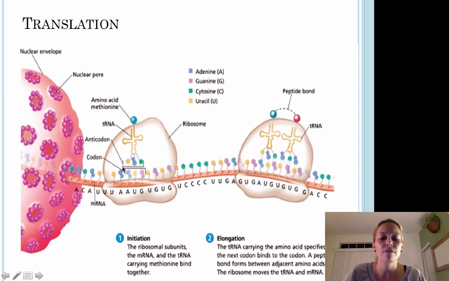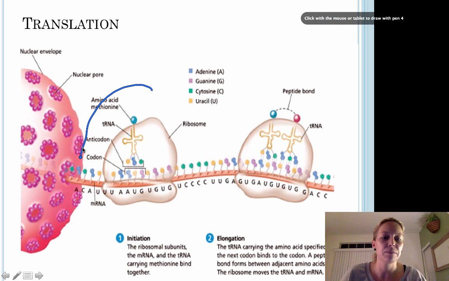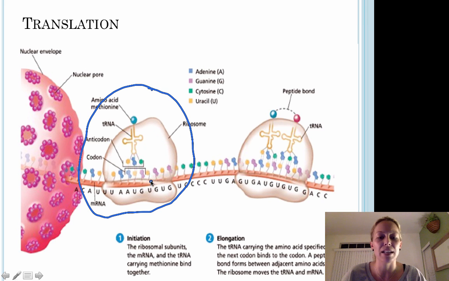So here we have translation. It starts out with the initiation process, when the ribosome subunits, the mRNA and the tRNA carrying methionine bind together. Right here in this diagram, we're seeing that initiation sequence taking place. We've got our ribosome binding to our mRNA, we've got our tRNA with our methionine binding to it, and we've got our mRNA being read by our tRNA. So that's our initiation. That's the first step in translation.